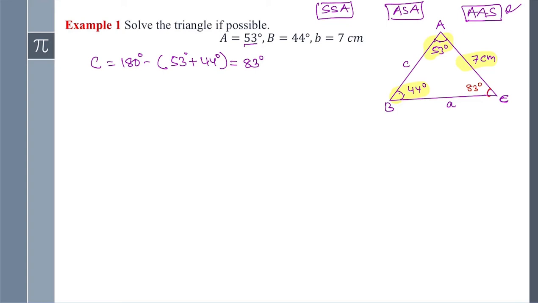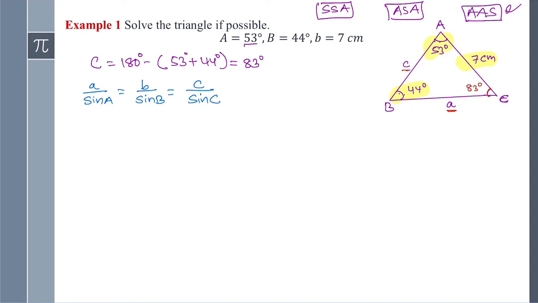Now all we need to do is find side A and side C. So let's go ahead and write the law of sines. I'm going to write A over sine A equals B over sine B, and then C over sine C. Now let's put in the given information.